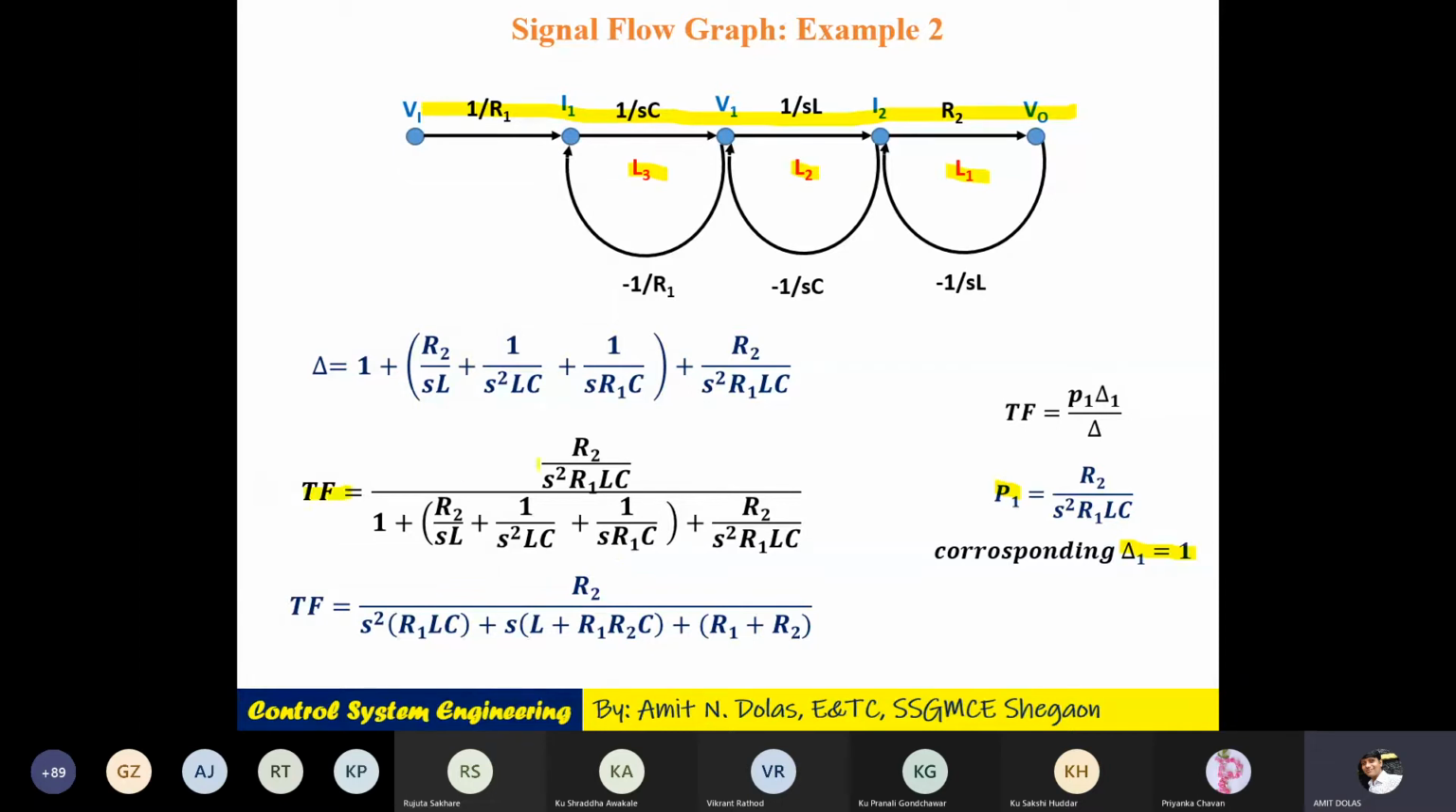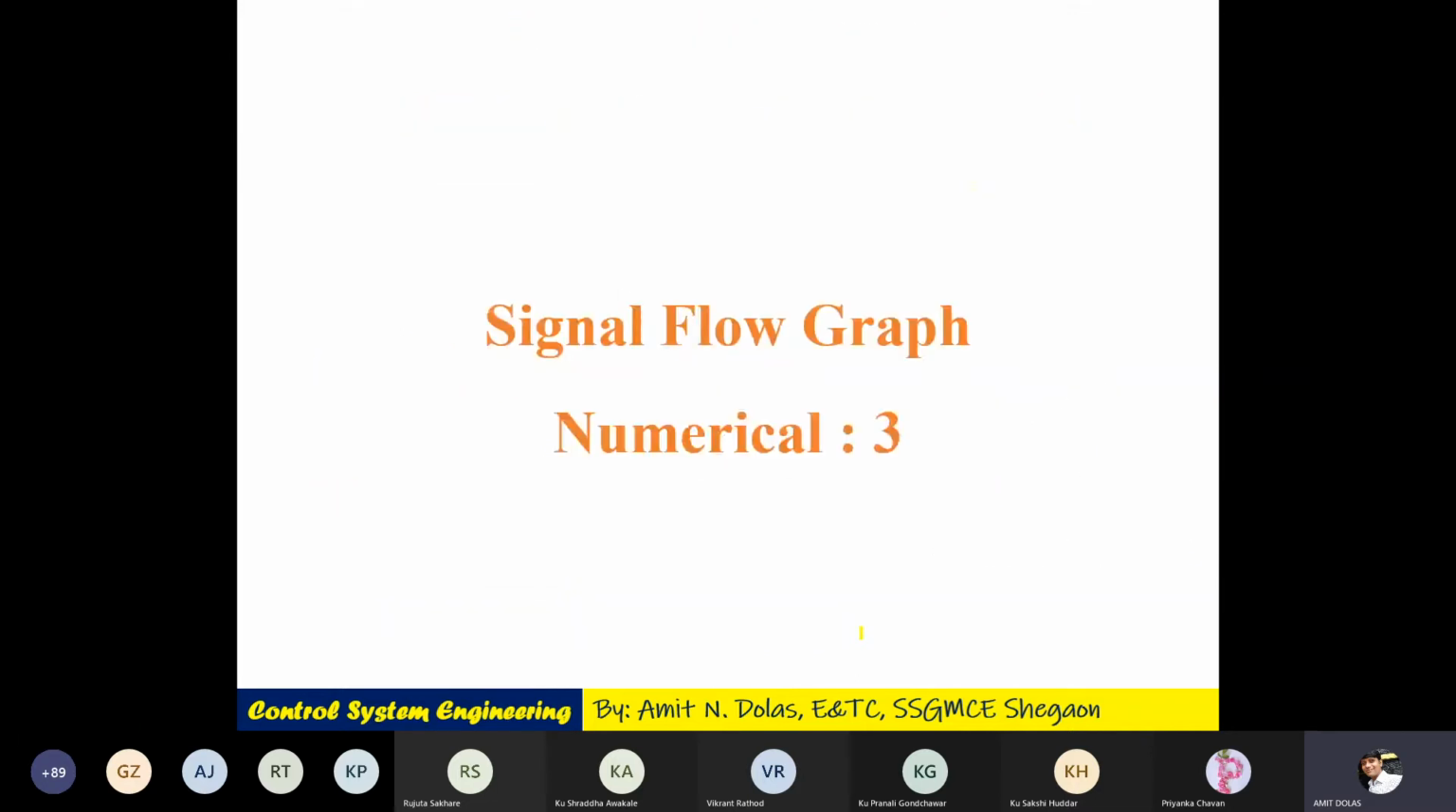Putting the values into the transfer function, this is your P1, delta 1 is 1, divided by delta. And if you solve this, you will get R2 upon S square in bracket R1 LC plus S in bracket L plus R1 R2 C plus R1 plus R2. So this is the transfer function using the network or the circuit.